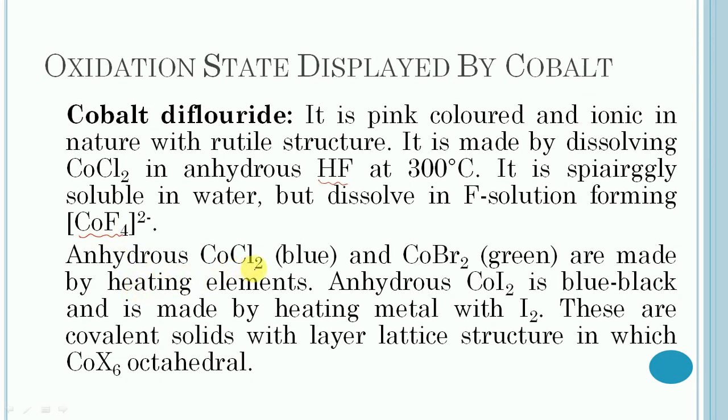Anhydrous cobalt chloride, which is blue in color, and cobalt dibromide, which is green in color, are made by heating the elements. Anhydrous cobalt diiodide is blue black and is made by heating the metal with iodine. These are covalent solids with layer lattice structure in which cobalt with 6 halides is octahedral.